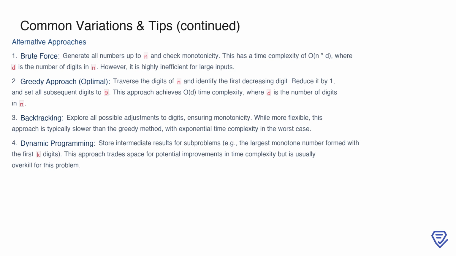Finally, there's the dynamic programming approach, which involves storing intermediate results for subproblems, like the largest monotone number formed with the first k digits. While this can sometimes reduce computation, it often introduces unnecessary complexity for this specific problem, as the greedy approach already provides an efficient solution. Understanding when to use each of these methods is key to mastering this type of problem.